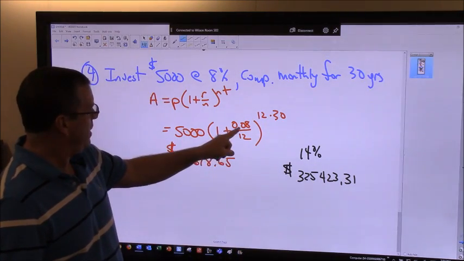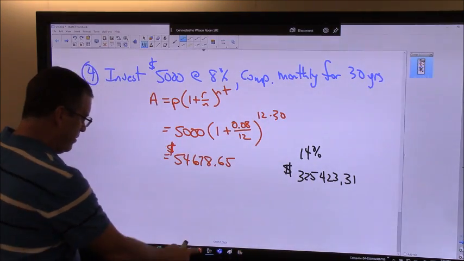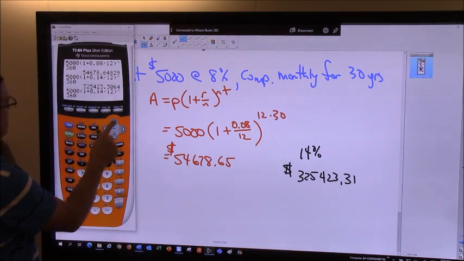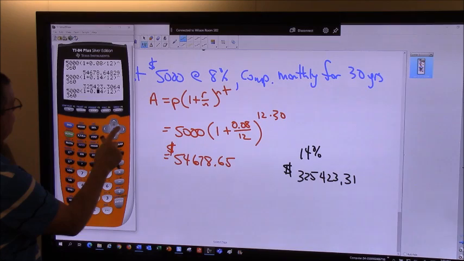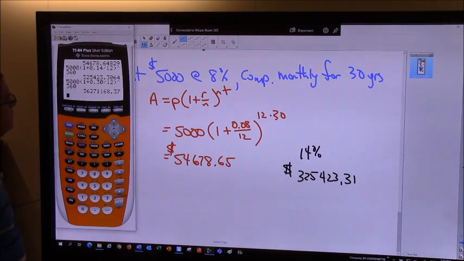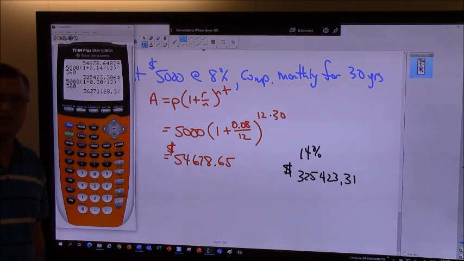What if that number would have been 30%? How would that change this problem? Second enter. Let's go back and change this to 0.30. There's 30%. Ooh! $36 million.